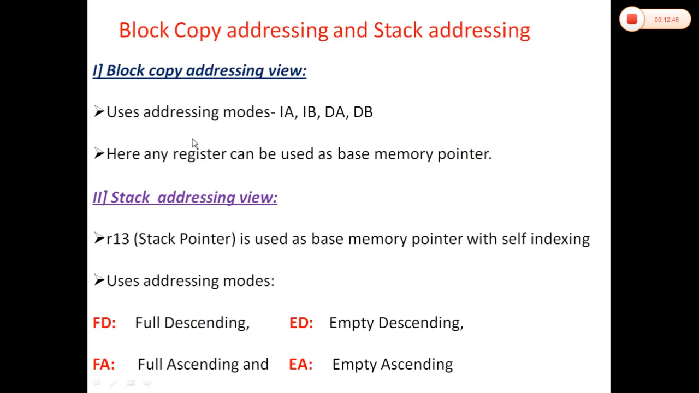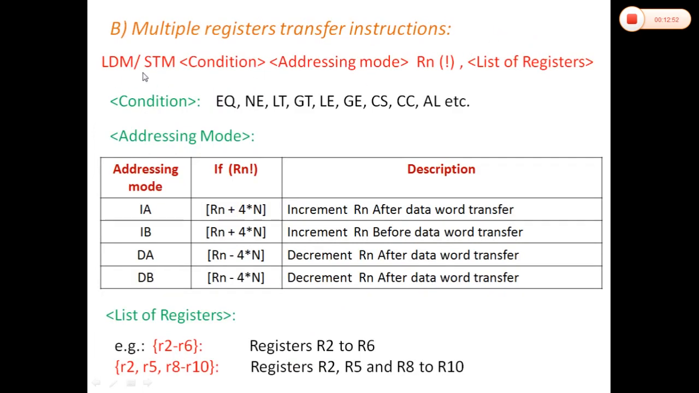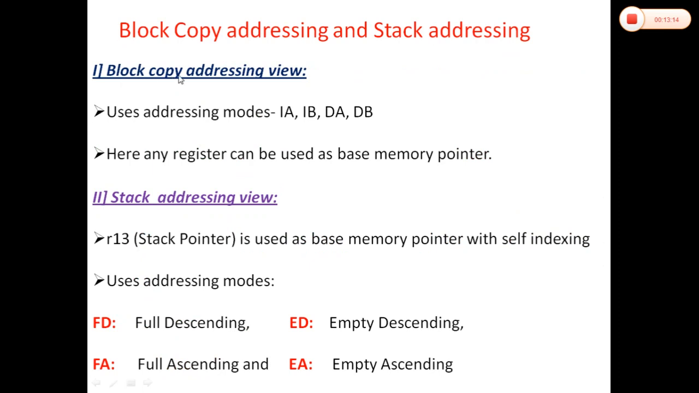Now let us discuss what is meant by block copy addressing and stack addressing. If you consider the execution of this instruction, it shows that this instruction copies a block of data from registers to the memory, or from memory locations to the registers. So this is one view to look at this operation, and there are 4 different addressing modes associated with that. So this is what is called as block copy addressing view.